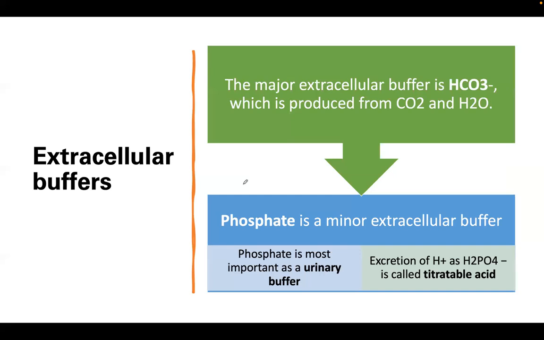Now, here is a summary from the 3 textbooks I mentioned to you earlier. The major extracellular buffer is bicarbonate. We talked about the reaction with carbon dioxide and water and the role of carbonic anhydrase. So how is bicarbonate formed? It is produced from the combination of carbon dioxide and water.